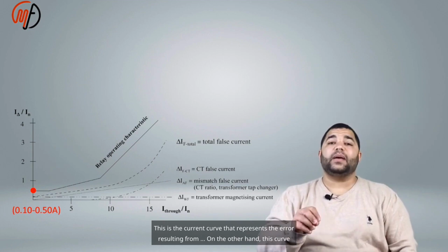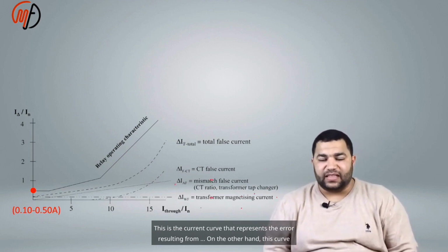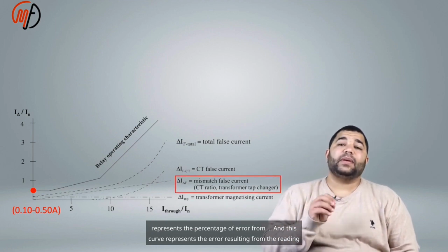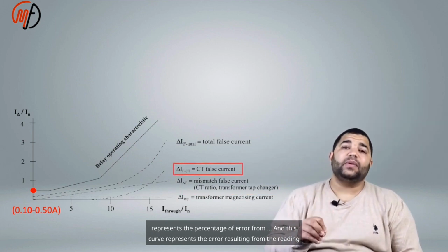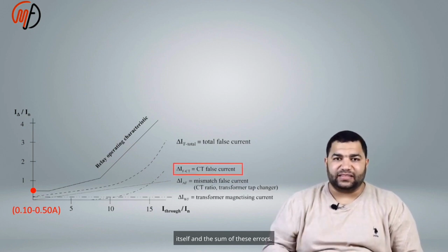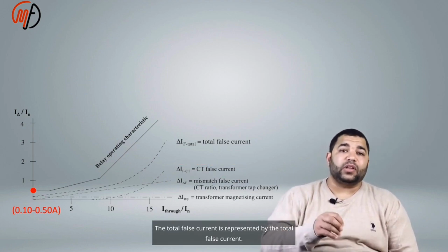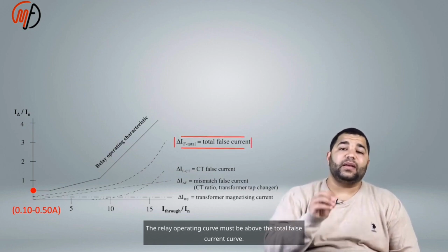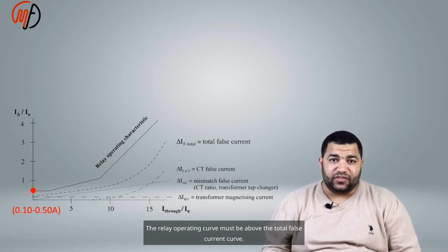This is the current curve that represents the error resulting from the CT. On the other hand, this curve represents the percentage of error, and this curve represents the error resulting from the reading itself and the sum of these errors. The total false current is represented by the total false current curve. The relay operating curve must be above the total false current curve. This point is the minimum differential pickup current.